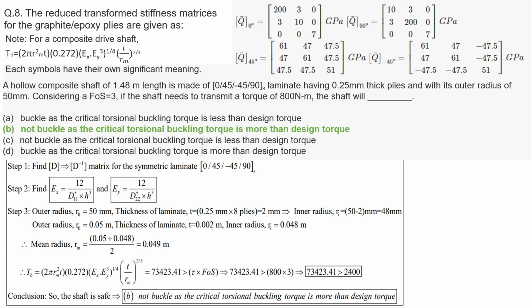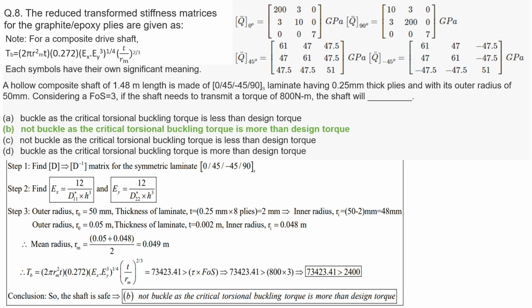So here, two things we need to know: what is the critical torsional buckling torque and which is the design torque. So first step is to find the D matrix, because here they are talking about moment, and moment is related to the D matrix. Moment is related to the B matrix and D matrix, but as the laminate is symmetric there will be no B matrix, so here we have to consider the D matrix.